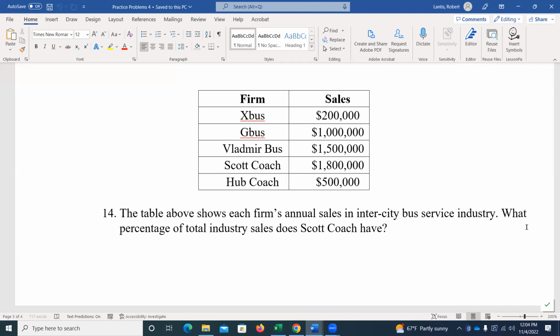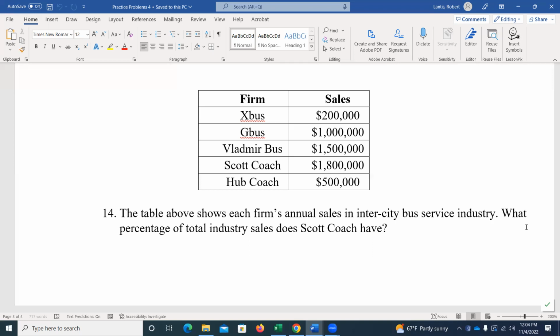And the next one, right? 1,500,000 divided by 5 million would be 0.3. 1.8 million divided by 5 million, 0.36 or 36%. And then the last one, 500,000 divided by 5 million should be 0.1 or 10%.